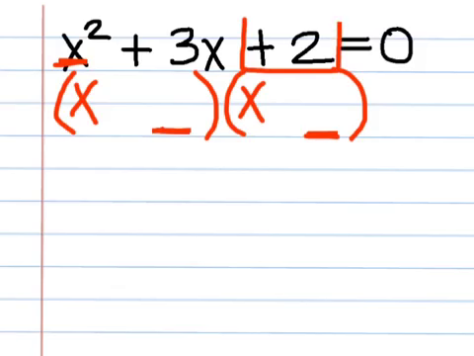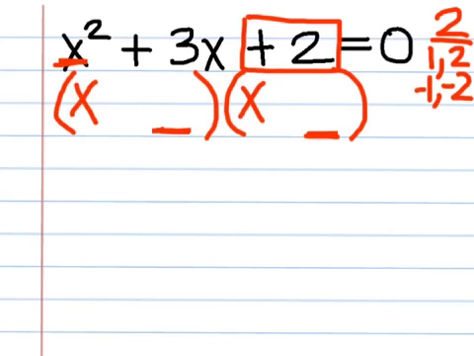Now, to do that, we're going to look at our positive 2. We want to know what are our factors of 2. What two numbers can we multiply to get 2? 1 and 2. Are there any others? Okay, so 1 and 2 are going to be our factors. -1 and -2 are other factors, yes.